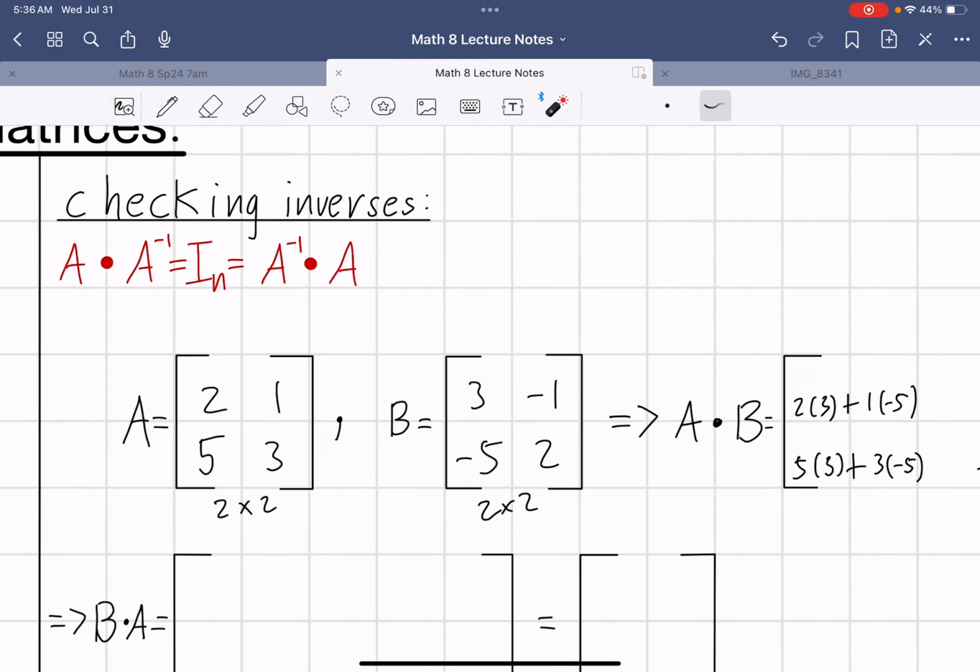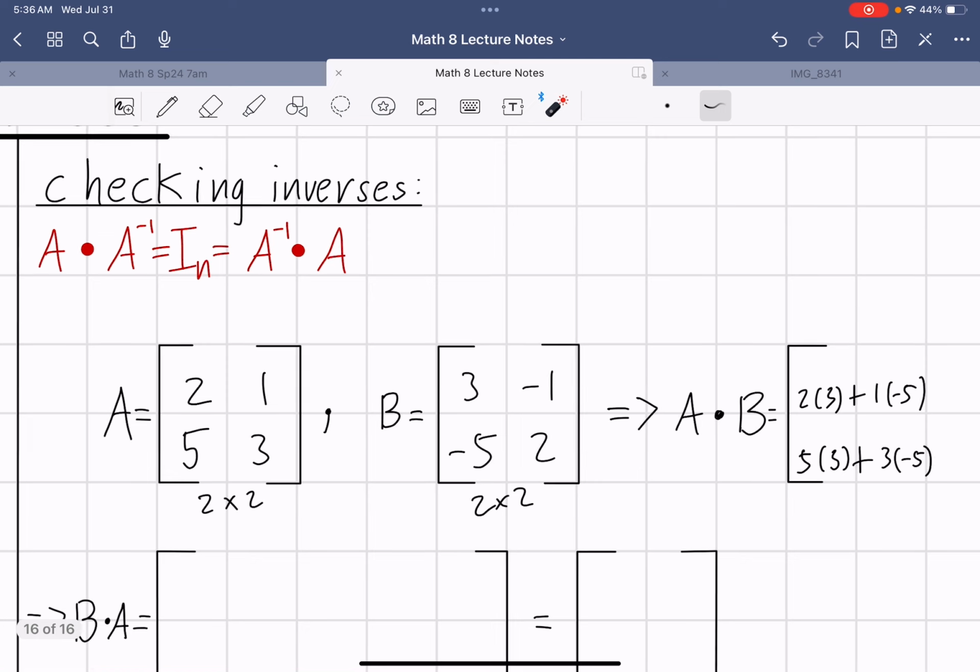Now, how do we check? So we're not finding the inverse. How do we check if two matrices are inverses of each other? So you need to multiply in both directions.